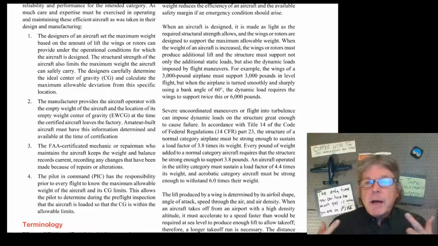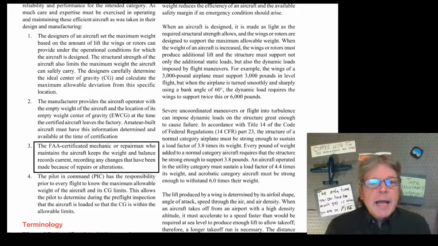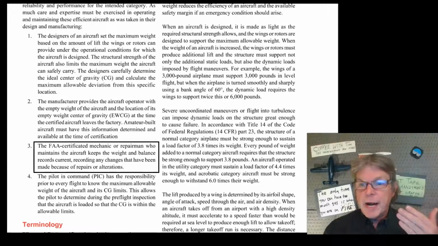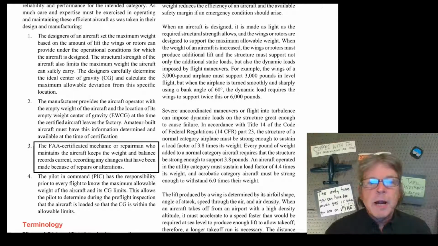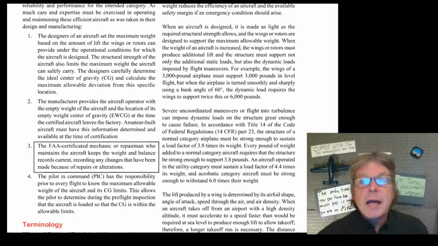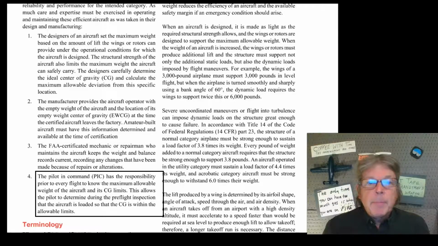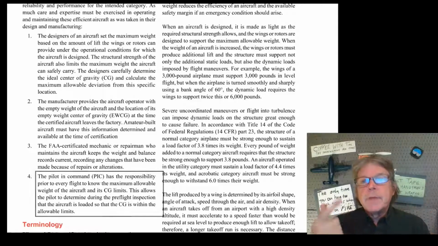Number 3 talks about us, FAA certificated mechanics. We need to keep the records of the airplane current. So we will weigh the airplane and we will give the pilot a starting point from which they can do their calculations. So our calculations have to be correct for their calculations to be correct. And they're going to have to do these calculations as they fly the airplane when they're operating it. Number 4 is that the pilot in command has the responsibility to know that his airplane is within the CG limits. So if we do our job right, then he can do his job right.